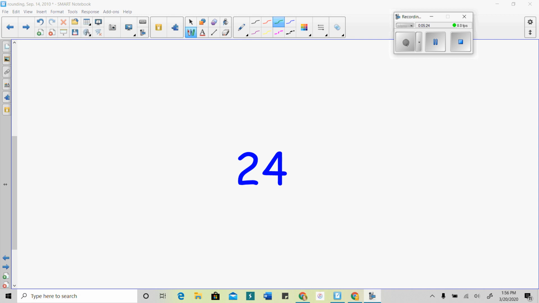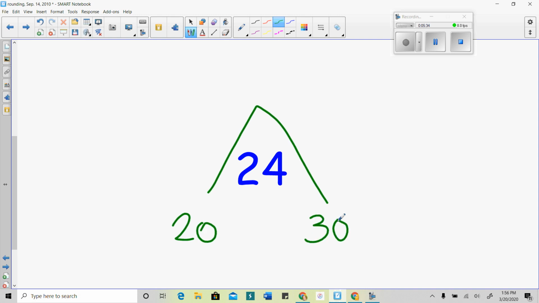Okay, the next one. So set it up for 24 and pause the video. So draw your mountain. 20 on the left, 30 on the right. Oh, that should be a 3, not a B. So 25 in the middle. Sorry, need to pay more attention. 24 would go close to the 25, but not quite. So it would round to 20.